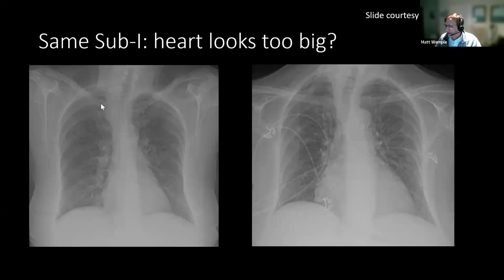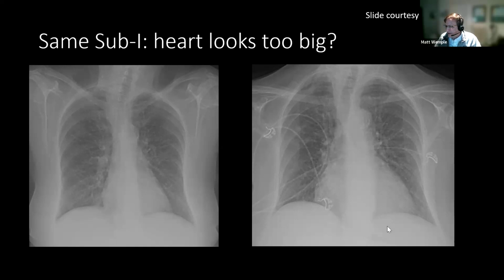Okay, so that's exposure. All right, the same subject comes up to you and says, why does the heart look so big in this film? And they compare it to an old one. So what's going on here? Why does the heart look smaller on the same patient in this film than in this film?